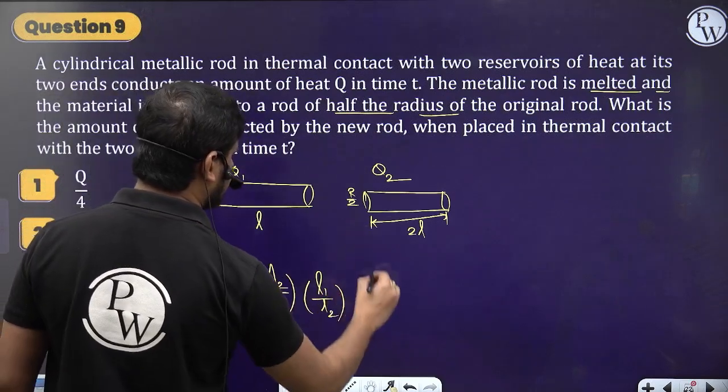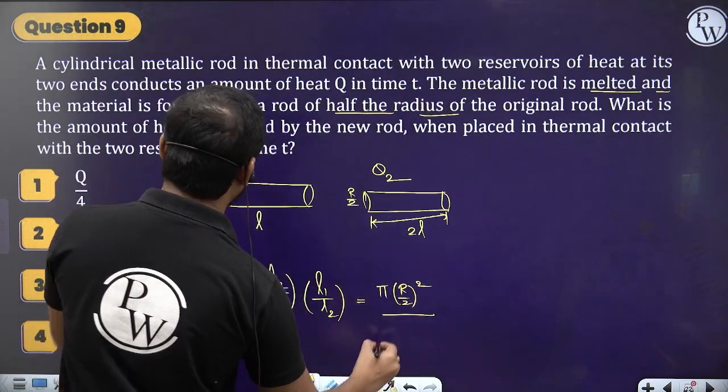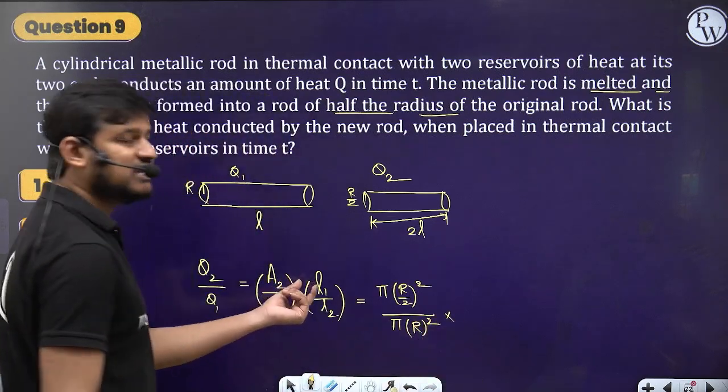The second one has area pi into r by 2 whole square, by the first one's area pi into r square, into, what's the length L1?